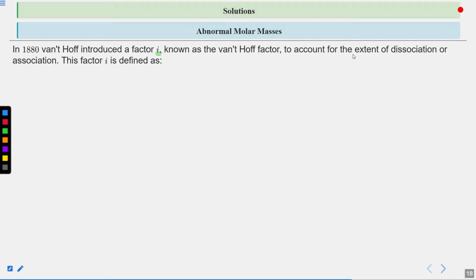Got it? So the whole big picture is that the difficulty we were having is that association and dissociation were disturbing the number of particles, and hence we were not getting the actual value. There is a deviation between the calculated value and the observed value, because all of these colligative properties are totally dependent upon the number of particles. So to counter that, this i factor was introduced by Van't Hoff.